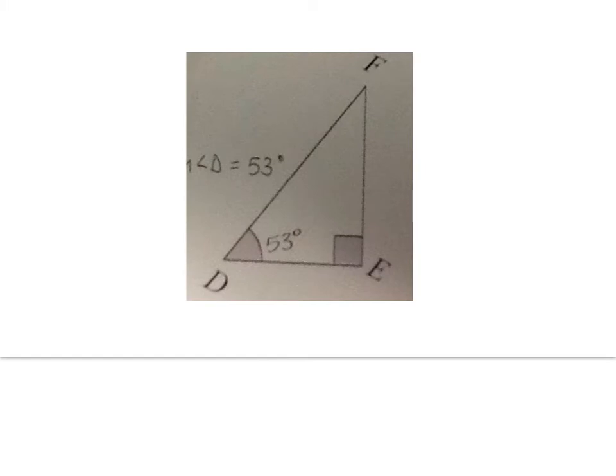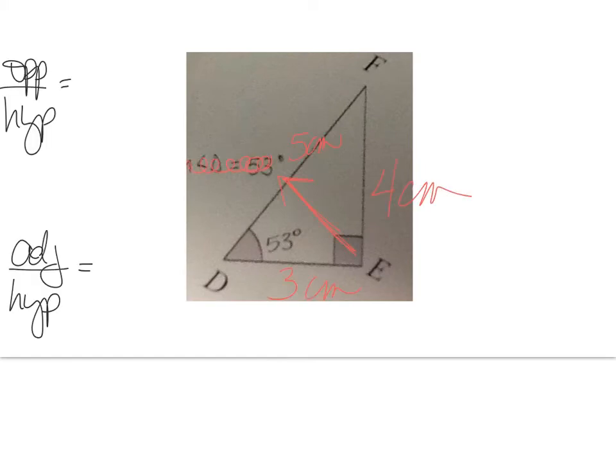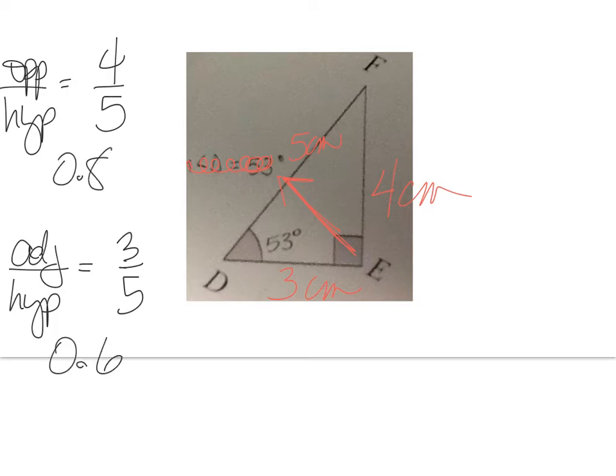Next. Give me a second, I'm going to measure the sides of it. Be right back. All right, I'm back. So opposite over hypotenuse will be 4 over 5, and adjacent over hypotenuse will be 3. Oops, don't know why I wrote 5. Okay, 4/5 works out to 0.8, and 3/5 works out to 0.6.